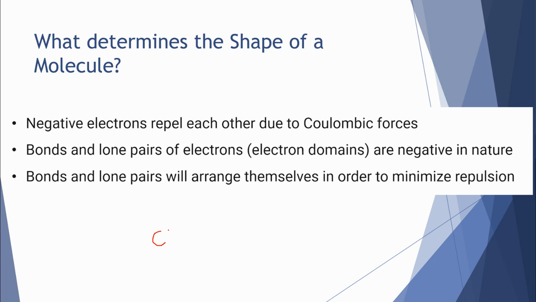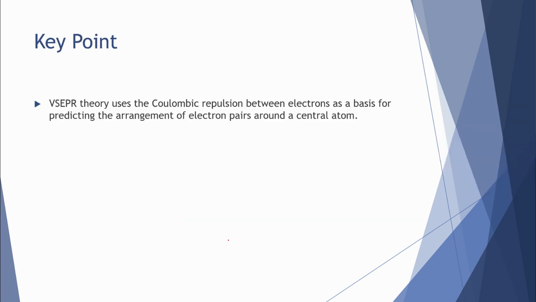carbon tetrahydride, or methane, CH4, looking like this. All of the hydrogens, and I apologize for the handwriting, would never occupy the same side of the molecule. Why? Because these bonds represent electrons, and electrons repel each other. So they want to spread apart as far as possible. So our key point is that VSEPR theory uses the Coulombic repulsion between electrons as a basis for predicting the arrangement of electron pairs around a central atom.